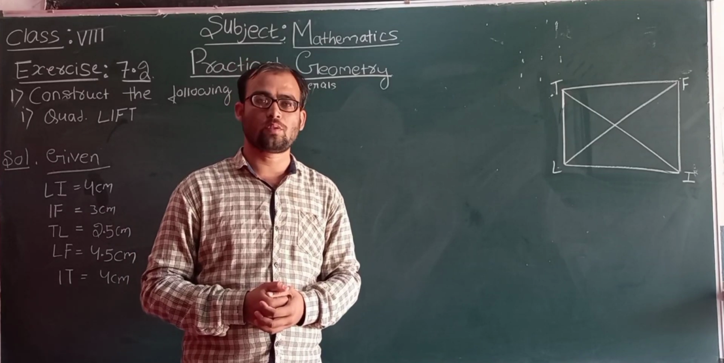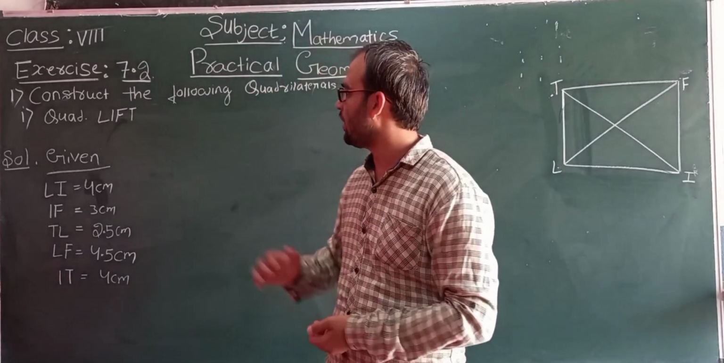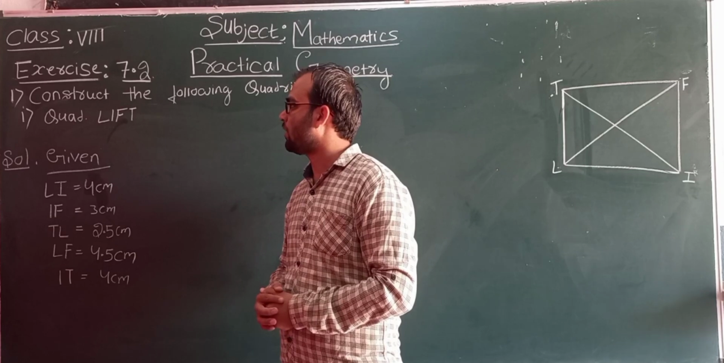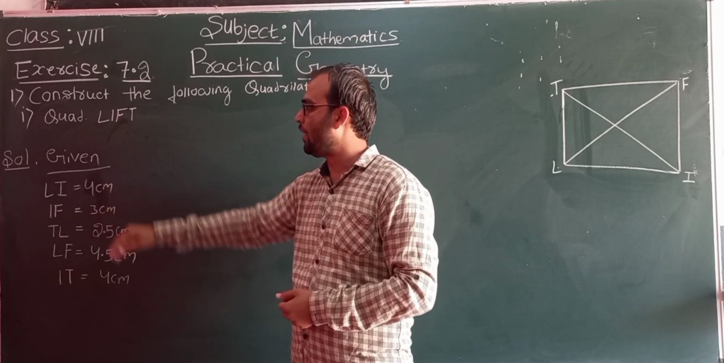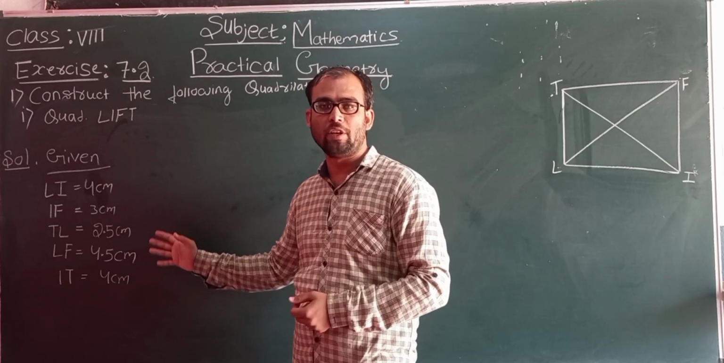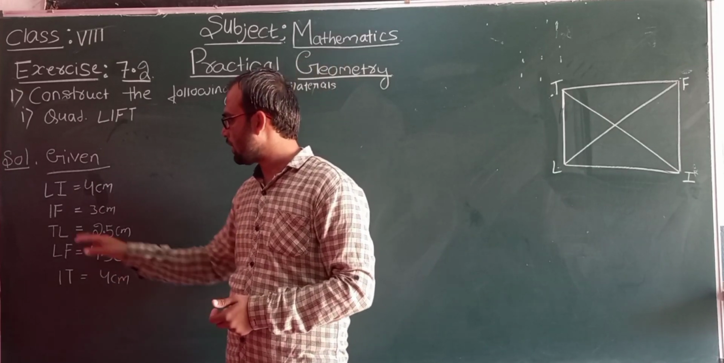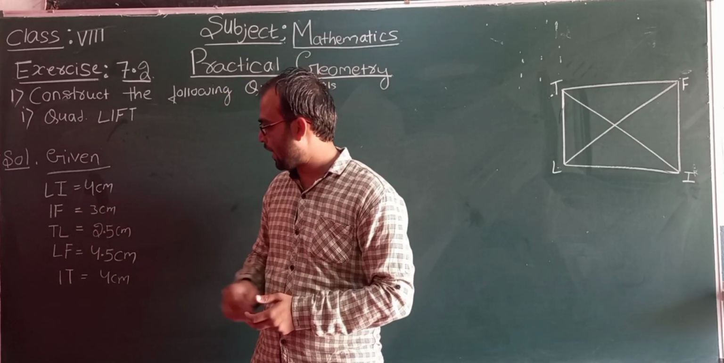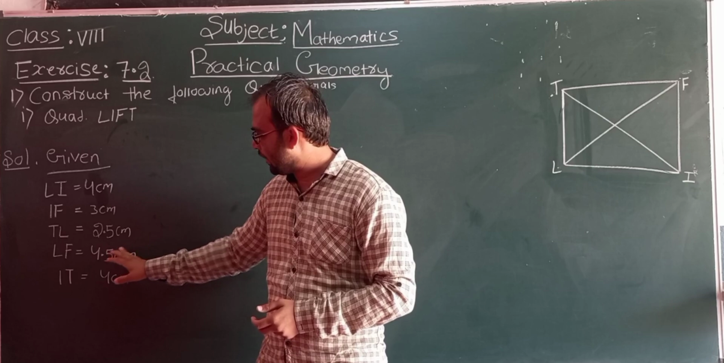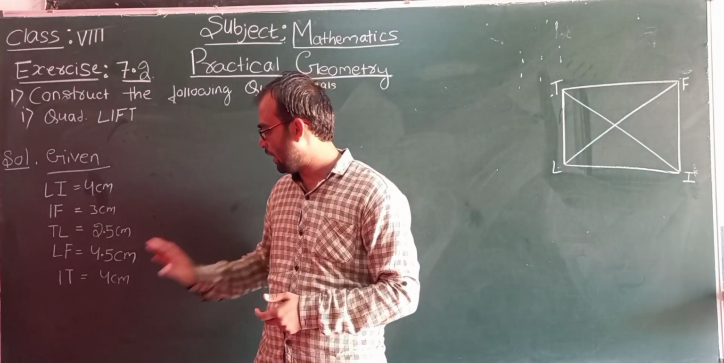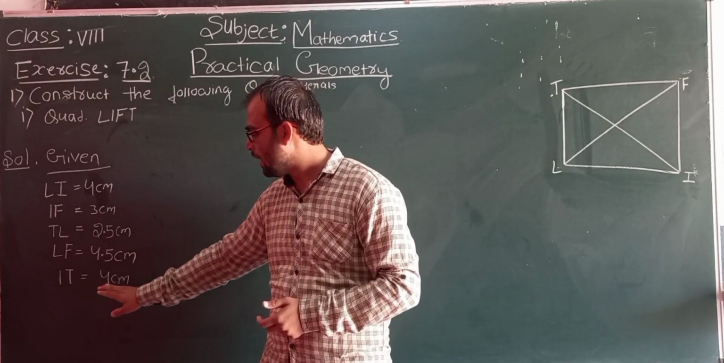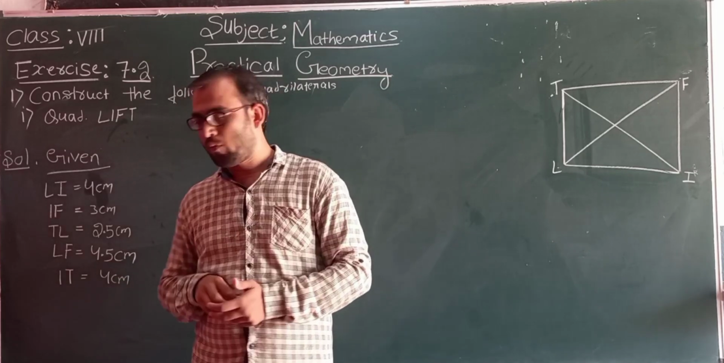Students, let us solve the problems from the first one. Here they have given: construct the following quadrilateral, that is quadrilateral LITE. I have written the given information directly: LI is equal to 4 cm, IF is equal to 3 cm, TL is equal to 2.5 cm, LF is equal to 4.5 cm, and IT is equal to 4 cm.